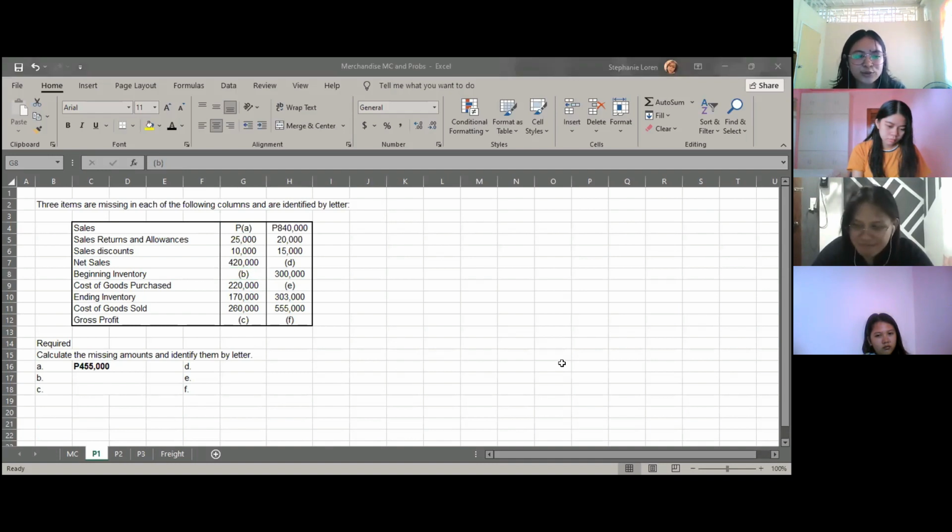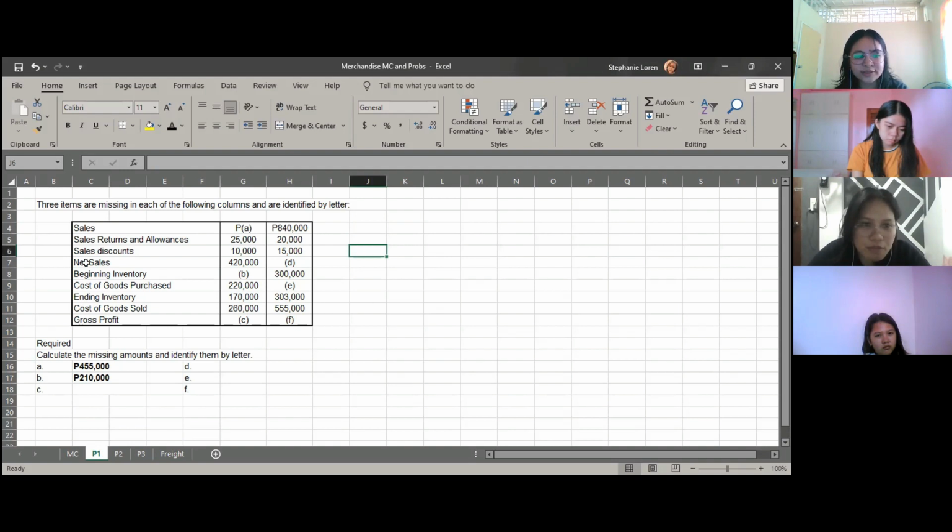Ayun. So, the value of the beginning inventory is 210,000 actually. So, David, paano ka nag-come up sa 200,000? Kulang ng 10,000. Wait, nasa bus kasi. Sige, ako na lang.